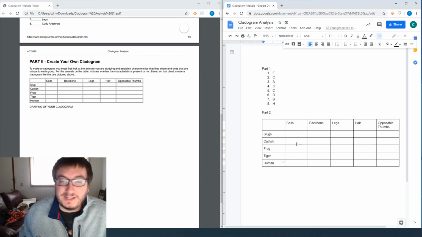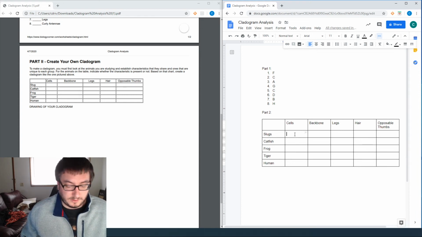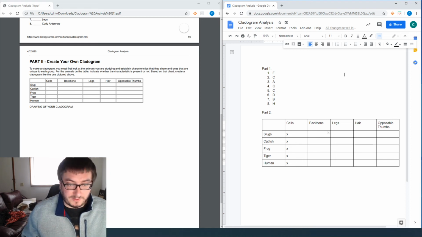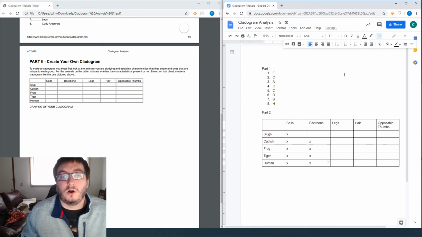So one basic characteristic of all living things is that they are made of cells. So slugs, catfish, frogs, tigers, humans, they are all going to fit this one. They are all made of cells. Let's go through. Which ones have a backbone? Slugs do not have a backbone. Everything after that, catfish, frogs, tigers, and humans, are all going to have backbones. They are chordates. It's a very basic feature. So if you've got like nerves, movement, most moving things, they're going to have backbones.